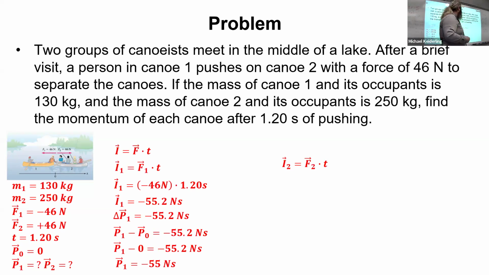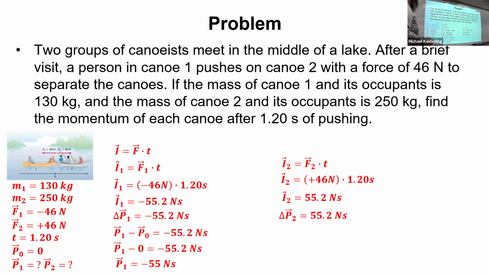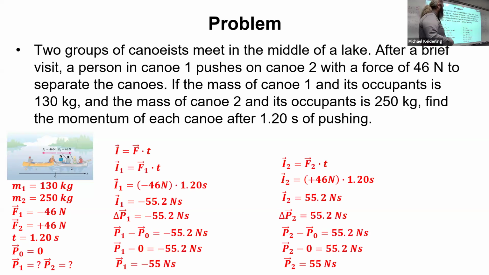For momentum 2, impulse is 46 newtons times 1.2 seconds, or plus 55.2 newton seconds. Change in momentum 2 will be plus 55.2 newton seconds. And again, the change from 0 is positive 55.2 newton seconds. So momentum 2 is plus 55 newton seconds. So the total momentum is still 0.